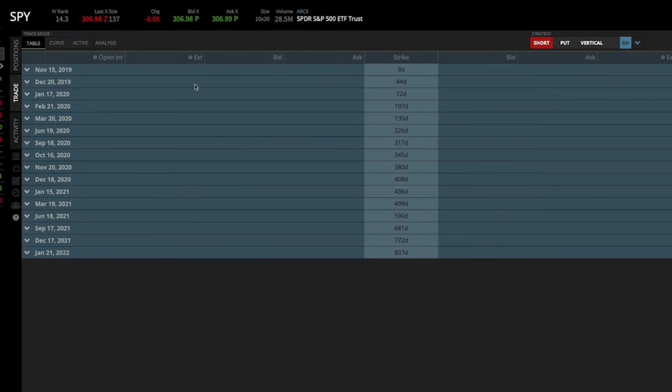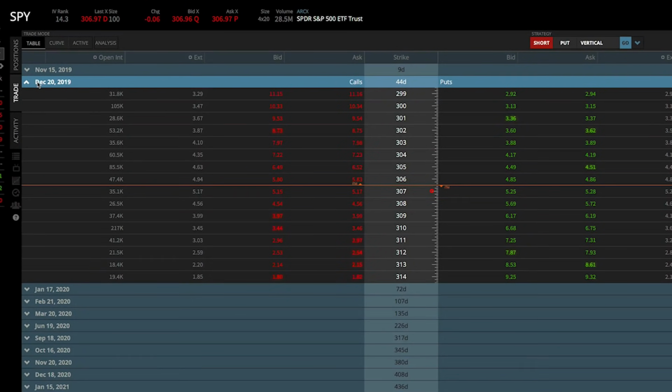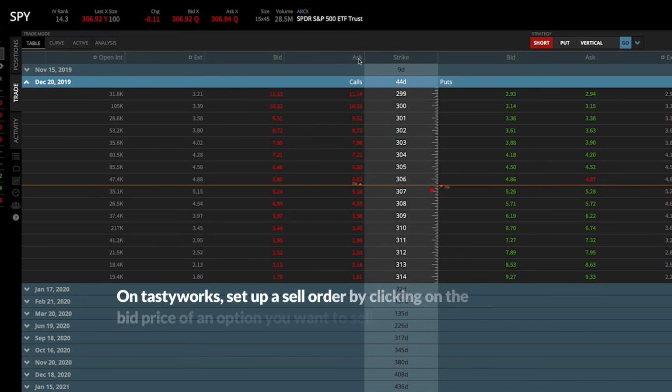I'm going to look at the December 2019 options with 44 days until expiration. I'm going to click on this expiration, which will show me the options, and on the left hand side we have the call options, and in the middle here we have the strike prices. I mentioned I was going to look at selling the 310 call option. Earlier I mentioned that the bid price is the highest price someone is willing to pay for an option, and the asking price is the lowest price someone is willing to accept for selling an option.